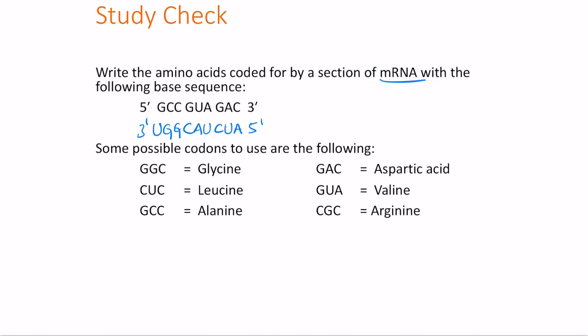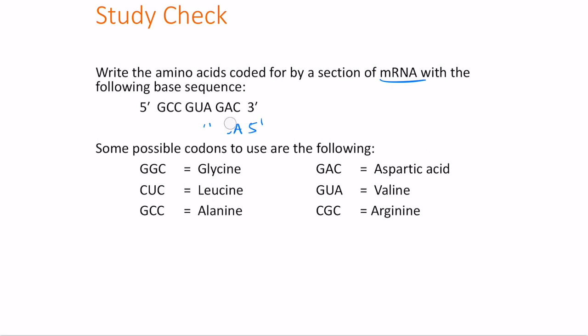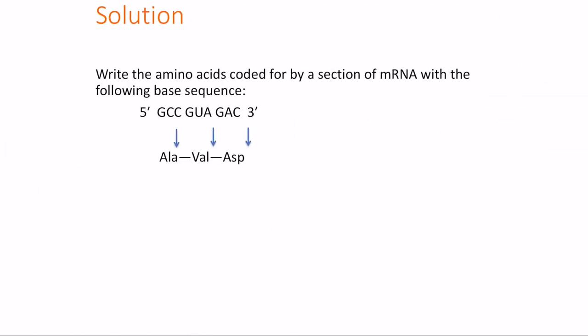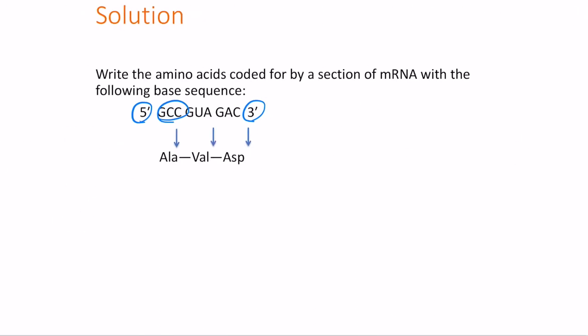So when the sequence starts, notice that they've already given us the mRNA sequence. I'm sorry, this is the sequence they have given us. So where would you start now? First you have the 5 prime, and the 5 prime and 3 prime are already in the structure. Always read from 5 prime to 3 prime. So GCC here represents alanine, GUA here represents valine, and GAC here represents aspartic acid. So you end up with alanine, valine, aspartic acid.